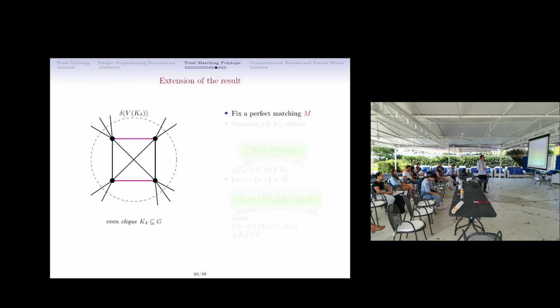So fixing that even clique, we can fix a perfect matching Hm, and we have to construct a new total matching such that the corresponding characteristic vector is contained in the face F. So fixing the perfect matching Hm, we can consider an element that does not belong to that even clique, and so we can set up a new total matching for every point a that does not belong to the even clique in the following way.